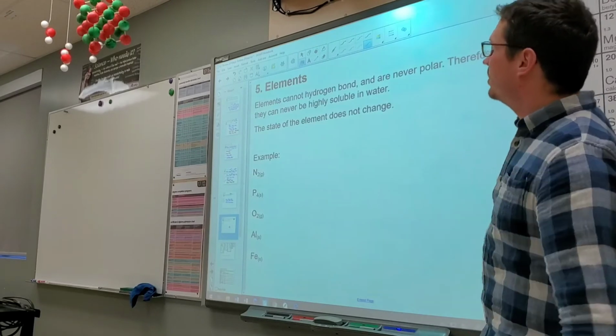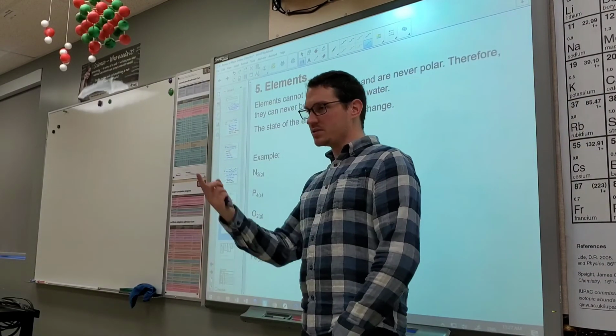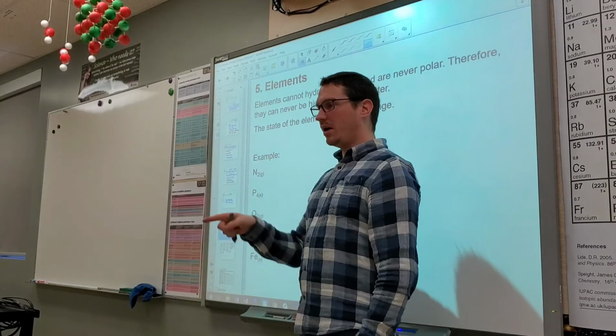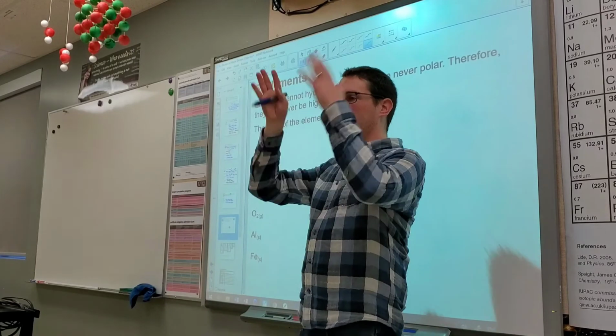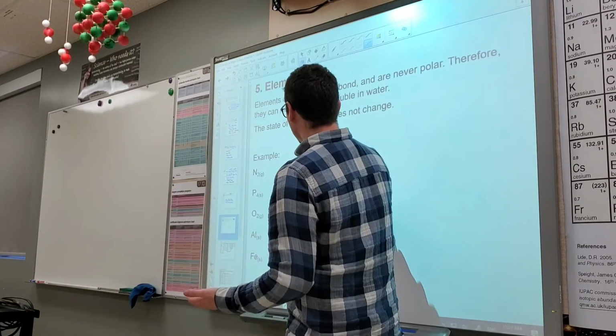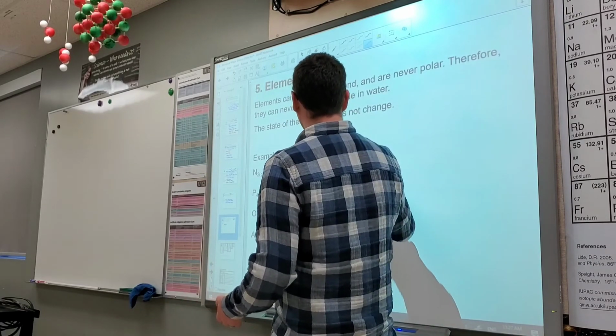So the state of the element doesn't change. If I bubble nitrogen gas through water, are the bubbles going to disappear and just get sucked up into the water? No, they'll bubble and rise to the top and then they'll go bloop and that's it, right? So nitrogen gas stays as nitrogen gas in water.